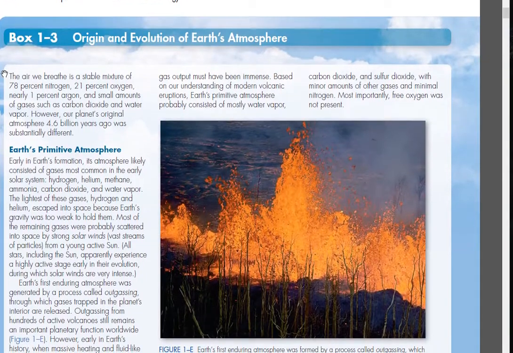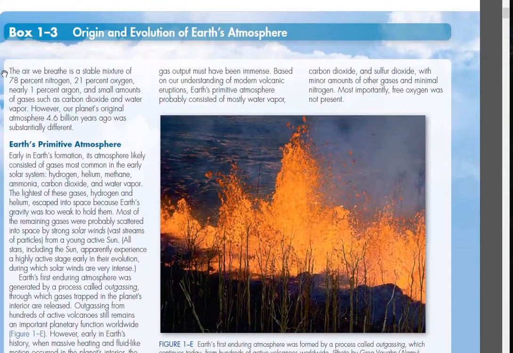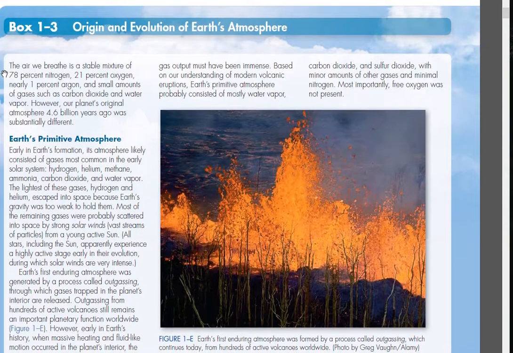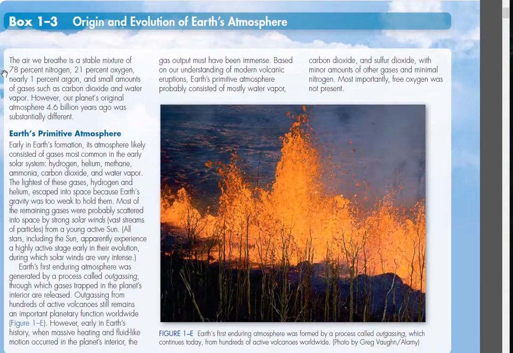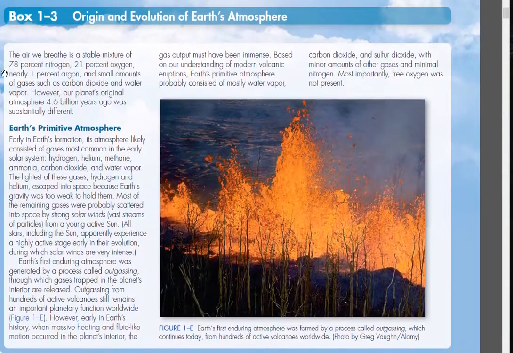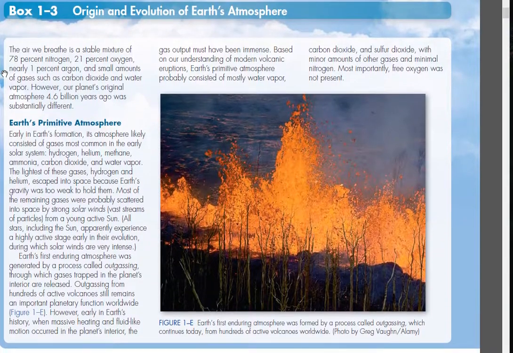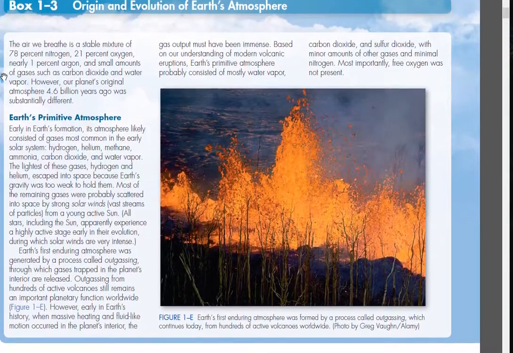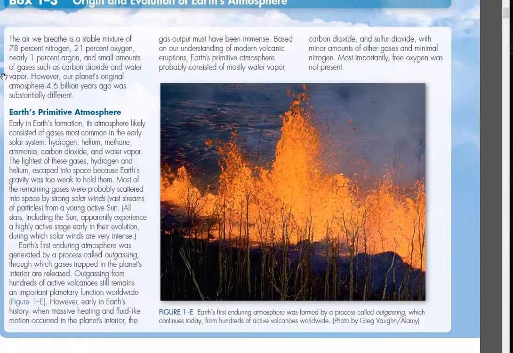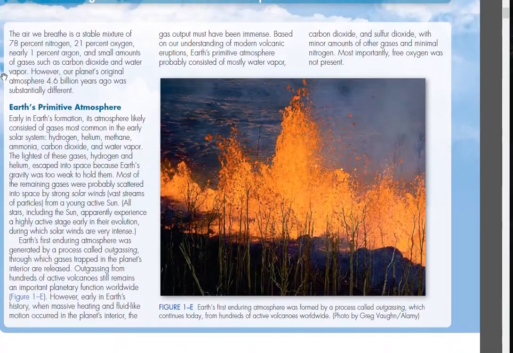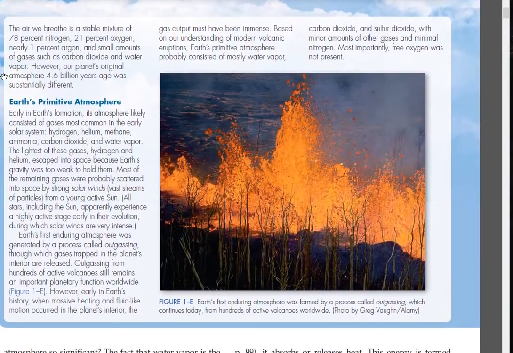The air we breathe is a stable mixture of 78% nitrogen, 21% oxygen, nearly 1% argon, and small amounts of gases such as carbon dioxide and water vapor. However, our planet's original atmosphere 4.6 billion years ago was substantially different.